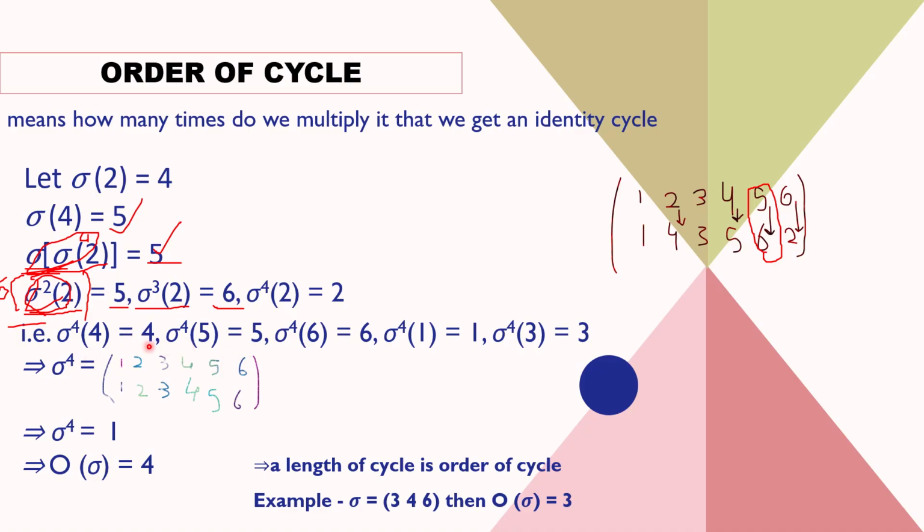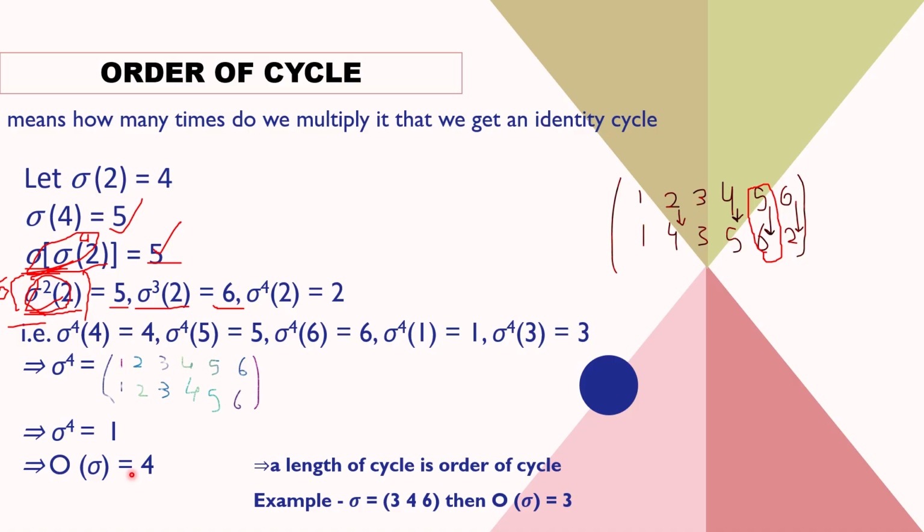Then for 4 also you perform it 4 times. 6 also you perform it 4 times. All of these, when you perform 4 times, you get the same identity, right? For 1 and 3, obviously they are going to itself, right? But for the rest of them, when you perform it 4 times, you're getting the same element. Therefore, the order of the cycle itself is 4.